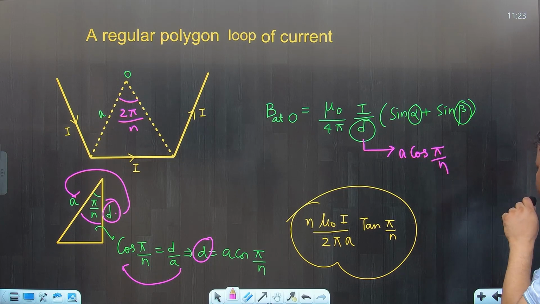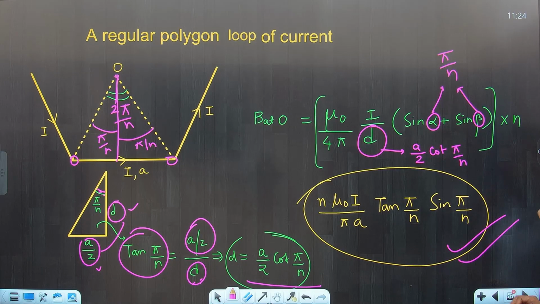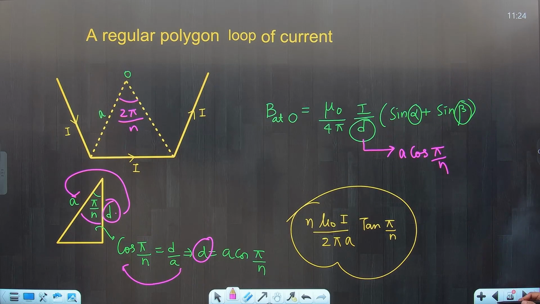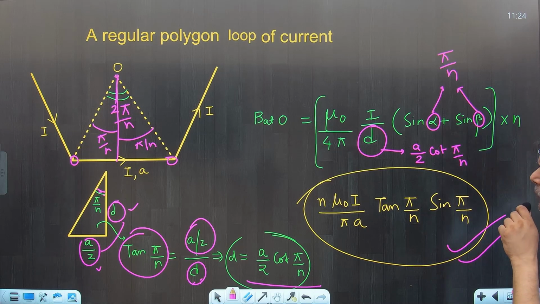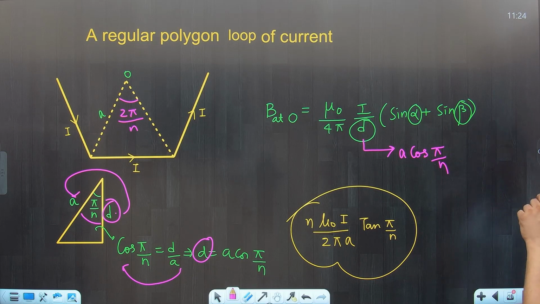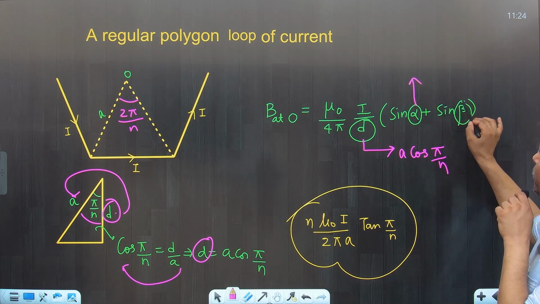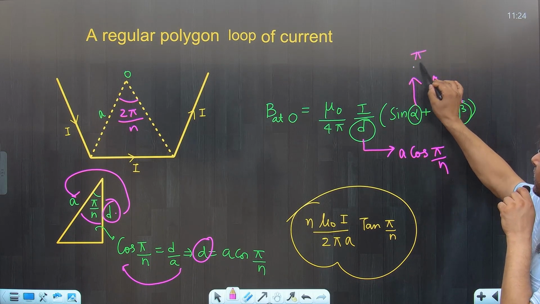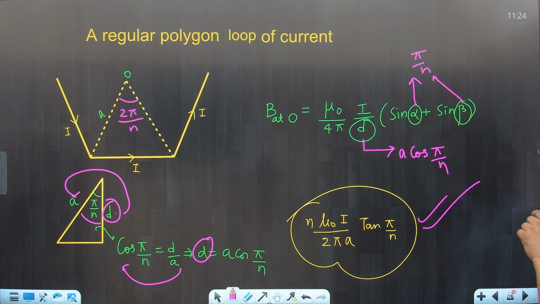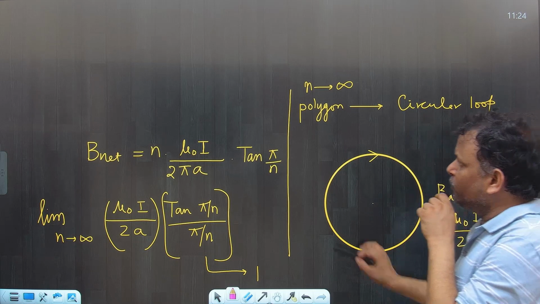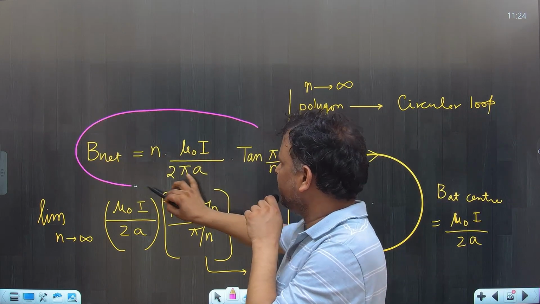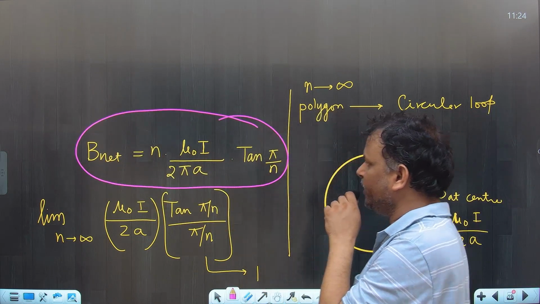In the previous problem, you took the value of d as a by 2 cot pi by n, right? In this case, it is a cos pi by n. What were alpha and beta? Both were pi by n. So you will get this result. Now it is very interesting. This is the formula for magnetic field at the center of a regular polygon having n sides.